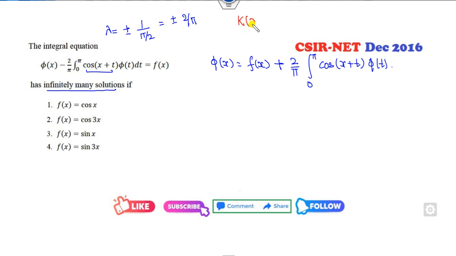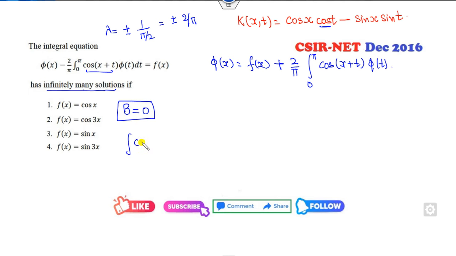What is your kernel? I can open this as cos x cos t minus sin x sin t. Now, for infinitely many solutions, what you need is B should be 0. What is my B? It is the integral of K(t) times f(t), and for the second case, sin t times f(t). I can choose f in such a way that this value should be 0. That's the question.